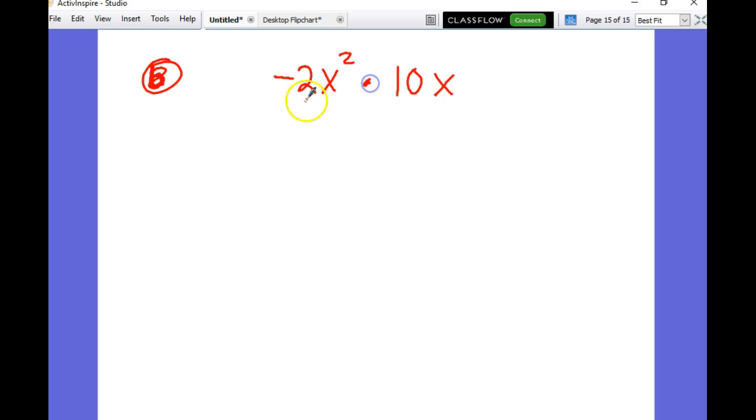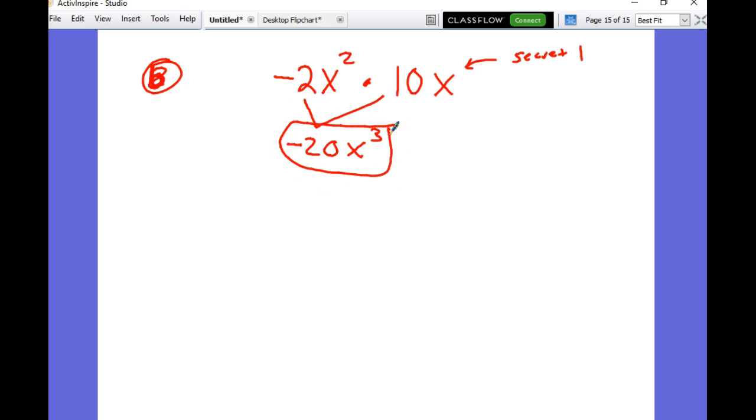So my coefficients are negative 2 and 10. If I multiply those, what do I get? Negative 20x. Now, the exponents, this is tricky. This one's 2. What's that one? It's 1. It's not 0. There's actually a secret 1 there. So what's my exponent going to be? 3, because 2 plus 1 is 3. So if they don't have an exponent there, don't assume it's 0. It's actually 1. Okay? So let me throw a couple at you guys.